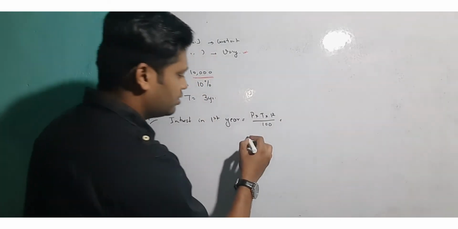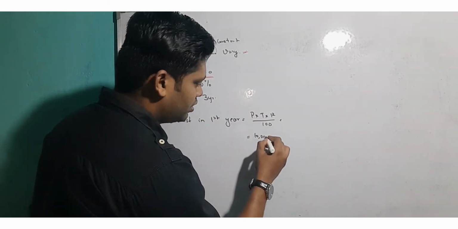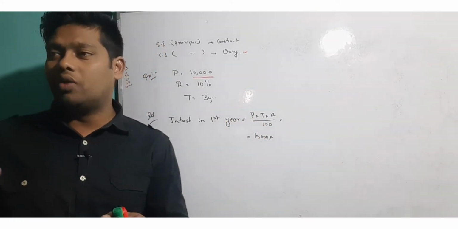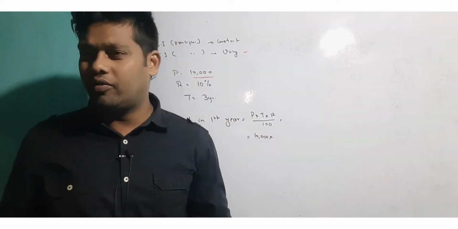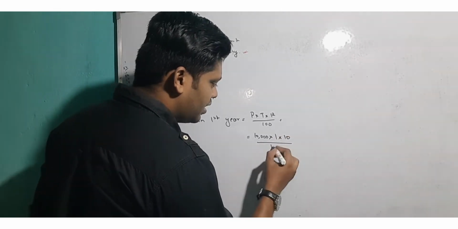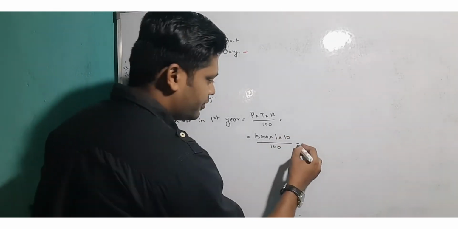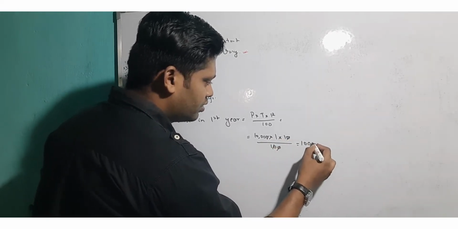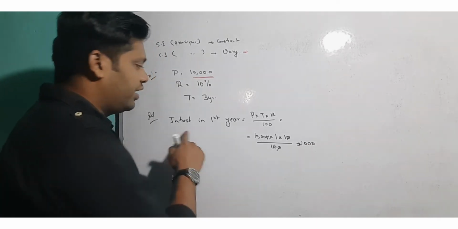Principal is 10,000, into time period. I told you it will take individual 1 year. It's not that we completely take 3 years. So for 1 year, the rate of interest is 10% by 100. So how much am I going to get? 0, 0, 0, 0 cancelled. So it is 1,000. So rupees 1,000 is our interest.